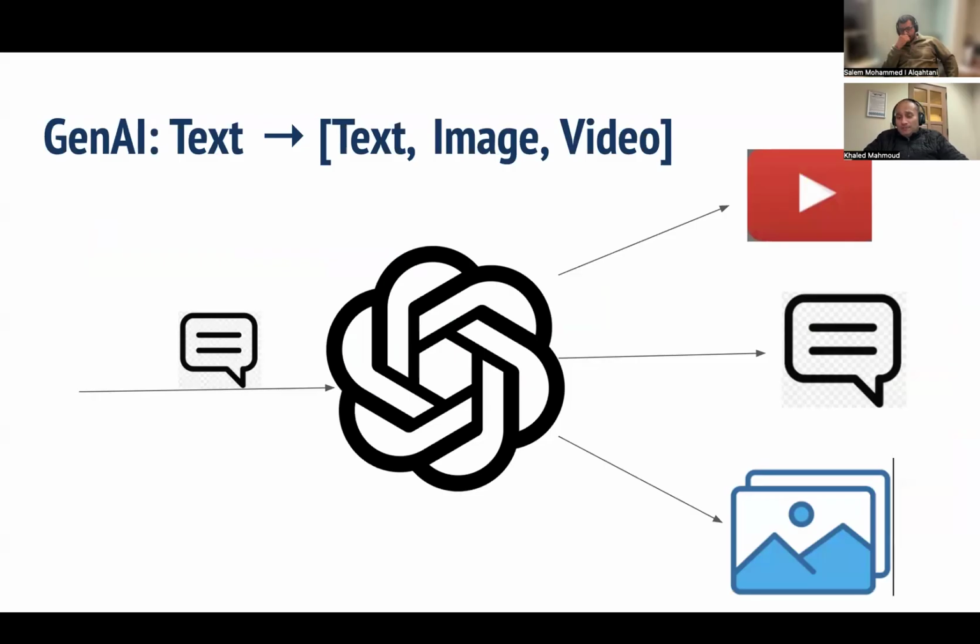Generative AI, as we all know it, and a good example is ChatGPT, where you prompt it and give it text, and it will generate a response, either video or image or text. We need to understand how it understands the human language. How do these models understand the language that we speak?